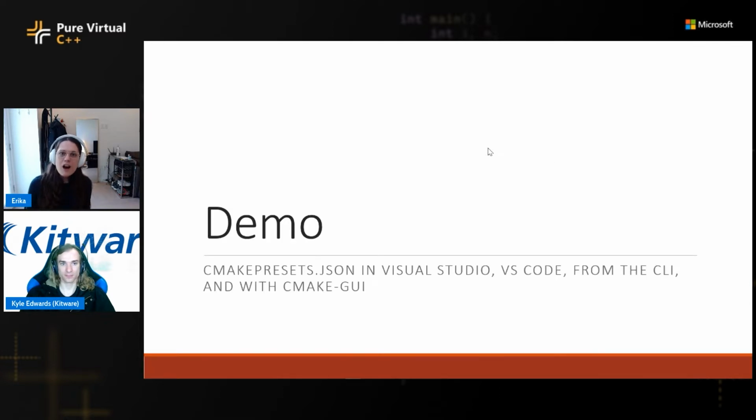So with that, I'm going to hop into a quick demo where I run through how to use CMake presets from the command line, in Visual Studio, in VS Code, and with the CMake GUI. So I'll start with the command line workflow.